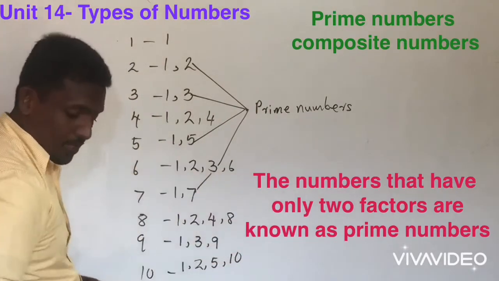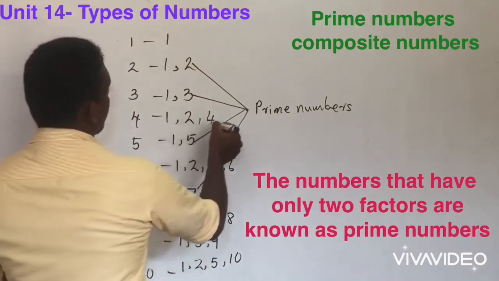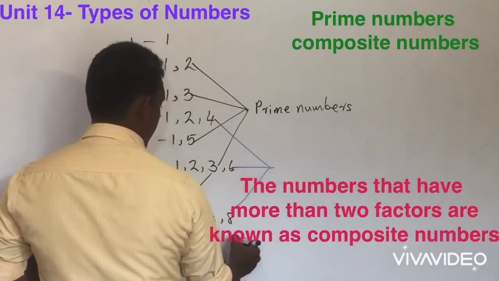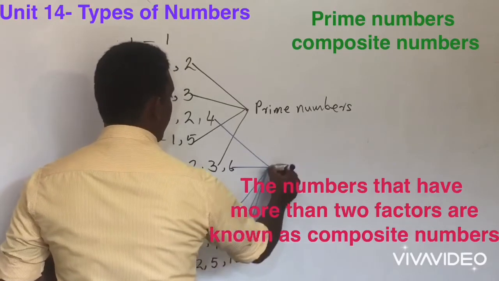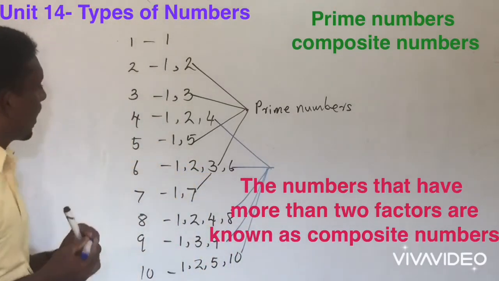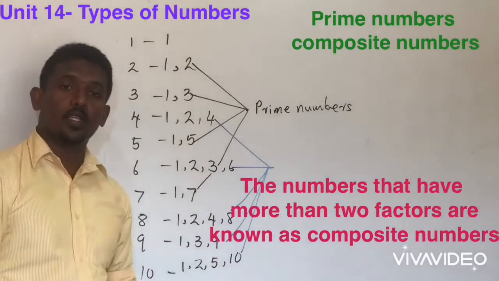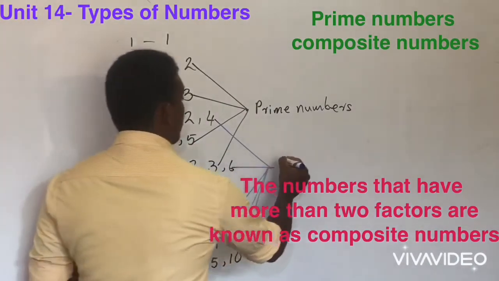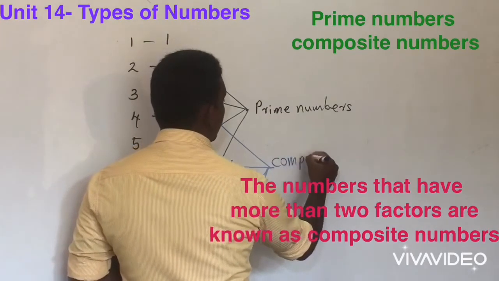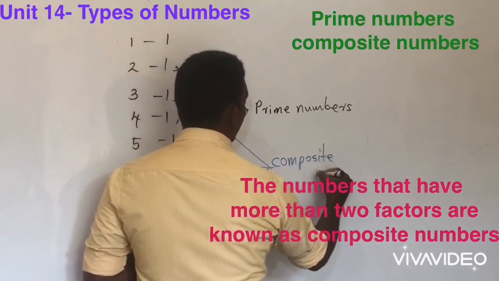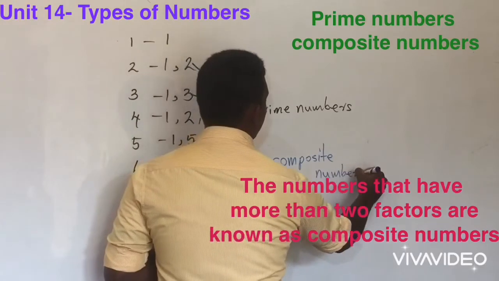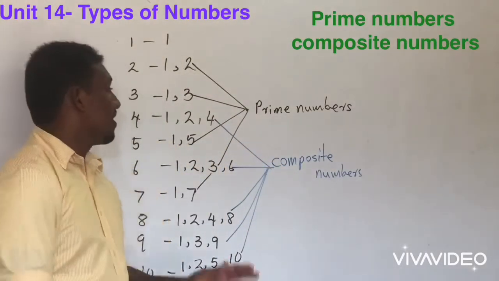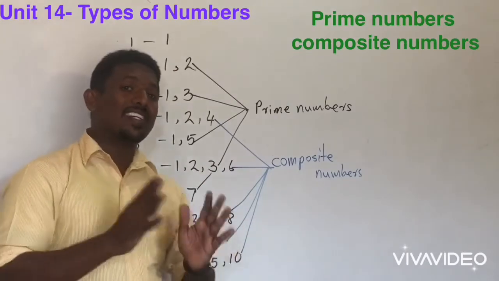Now look at the other numbers, which are 4, 6, 8, 9 and 10. They have more than 2 factors. These numbers have more than 2 factors. They are called composite numbers. What are composite numbers? They have more than 2 factors. Therefore, these numbers are known as composite numbers.